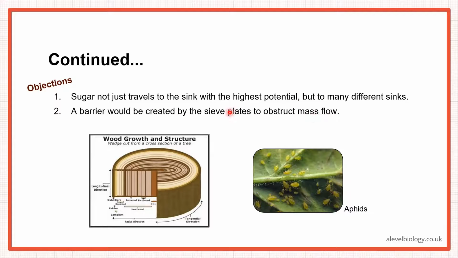ठीक है. For example अगर sieve plates के अंदर आप barriers लगा दें वहां पे, ठीक है, so mass flow obstruct हो सकता है. ठीक है. So these are actually what they have tried to look for. These are the objections. So have a look at that.